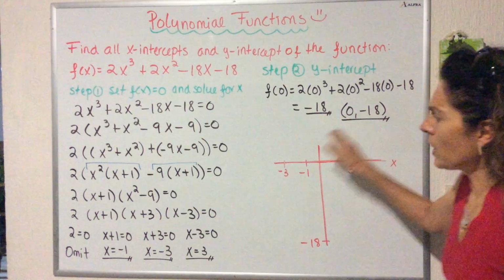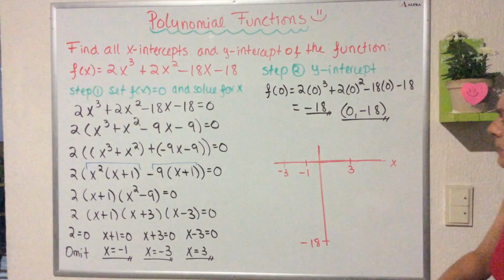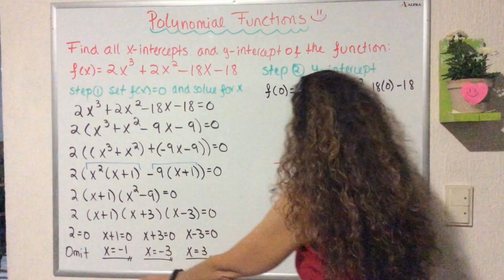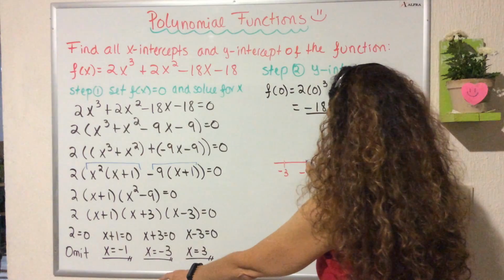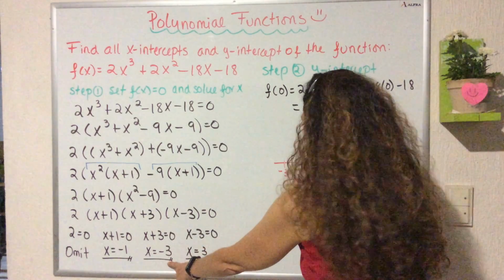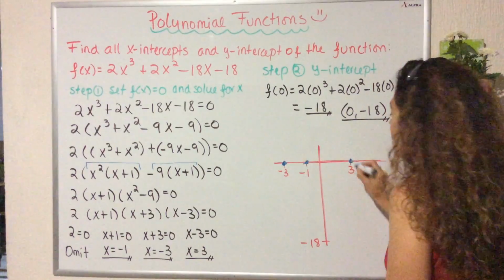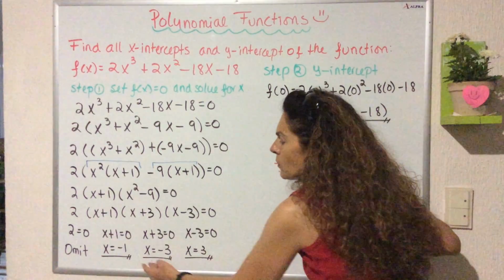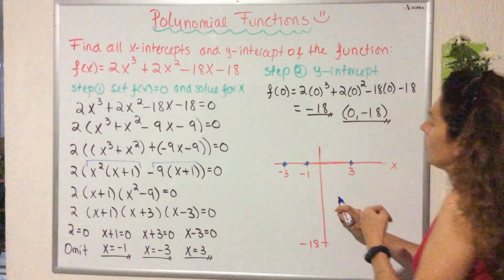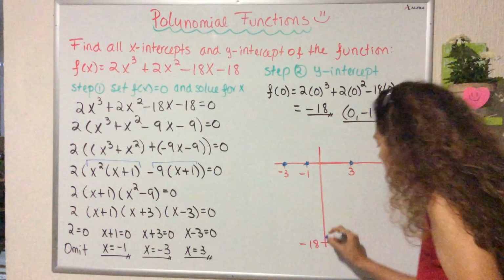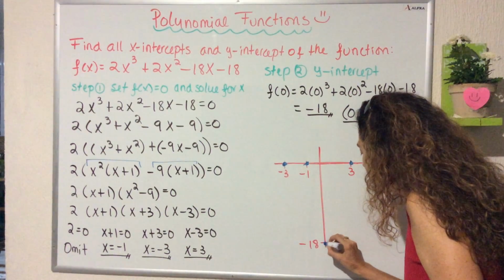So once we have the x and the y-intercepts, we're going to plot the points. Okay, so we have minus 1. So here I have one root. At minus 3, I have another root. At 3, I have another root. And check, the multiplicity of these 3 is 1. Okay? And the y-intercept is at 0, minus 18, which is here.